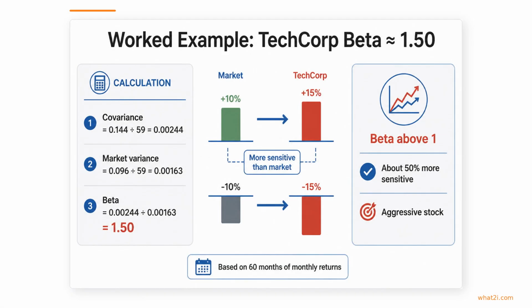A worked example makes this more concrete. Using 60 months of monthly returns, TechCorp's covariance with the market is about 0.0245, and the market variance is about 0.0163, which gives a beta near 1.50. That means TechCorp has historically been about 50% more sensitive to market moves than the benchmark.